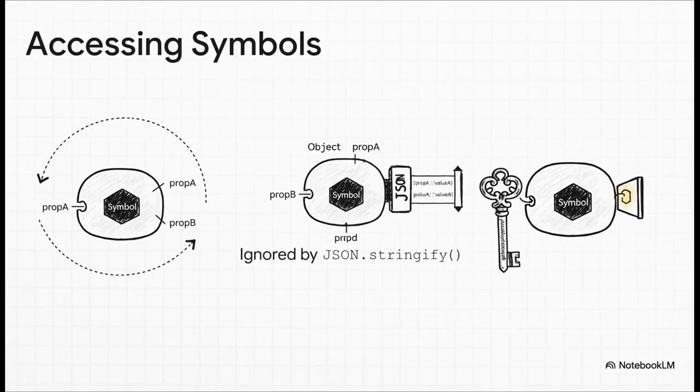So if symbols are kind of hidden from view, how do you actually find them again? Well, like this slide shows, they're invisible to common things like for-in loops and Object.keys, and they get completely ignored when you turn an object into JSON. To get to them, you need a special tool for the job, Object.getOwnPropertySymbols. This makes them perfect for attaching that metadata without getting in the way of normal code.